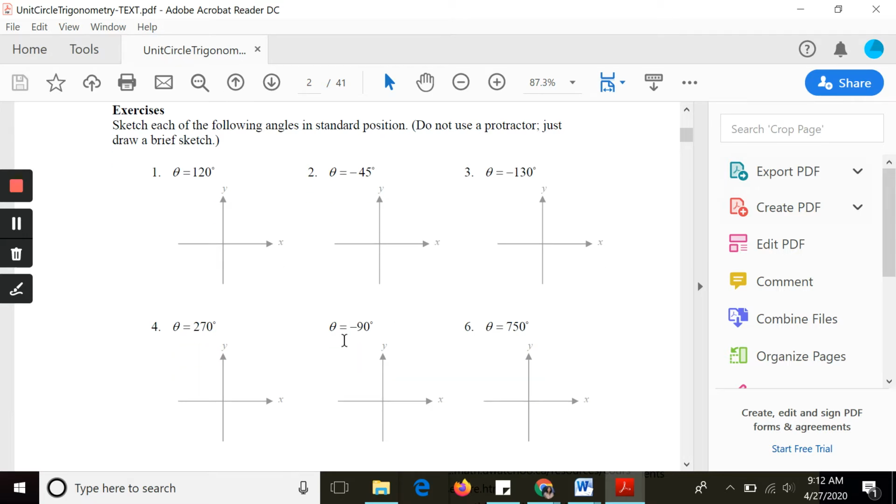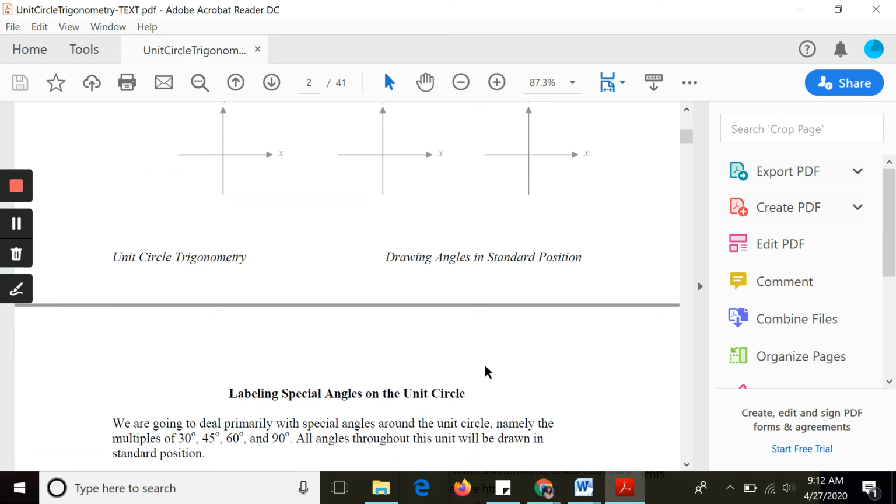So you can try these problems. Take a pause here, and you don't need a protractor for this one. Just to get an idea, theta 120 degrees means it's going to be in the second quadrant, so 90 and 30, and 120 degrees will be there. Give it a try. Especially theta 750, how would you draw that? You remember that a complete revolution is 360. So for 750, you will have two complete revolutions, and then you will come back to the first quadrant here. But give it a try.